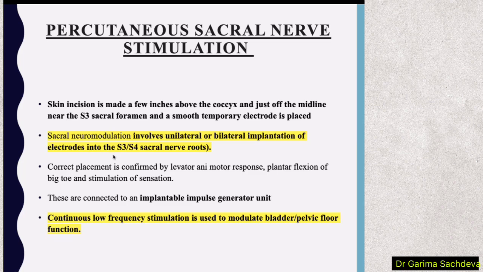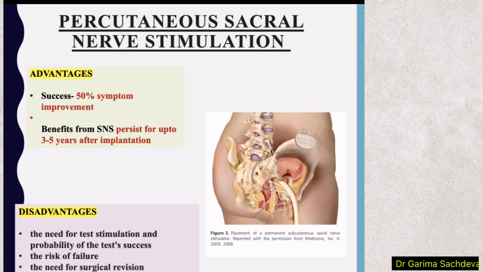And these are connected to an implantable impulse generator unit, and continuous low frequency stimulation is used to modulate the bladder and pelvic floor muscle. How do they confirm with the levator ani muscle? Digitally, they check, and ask the patient to contract. They stimulate the device, working or not? There will be contraction of the levator ani muscle.